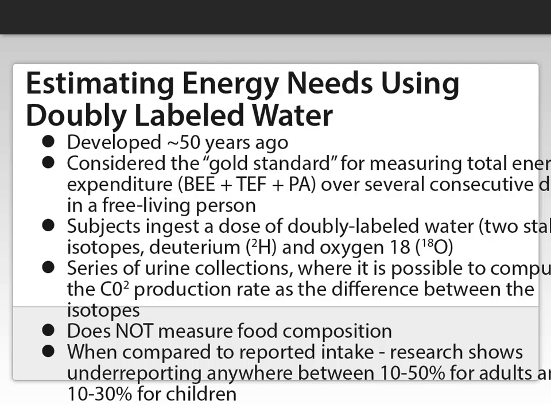And when compared to reported intake, research does show underreporting anywhere between 10 to 50% for adults and 10 to 30% for children. So it definitely shows us that this is a better method as compared to self-report, and it also highlights the fact that people often underreport.